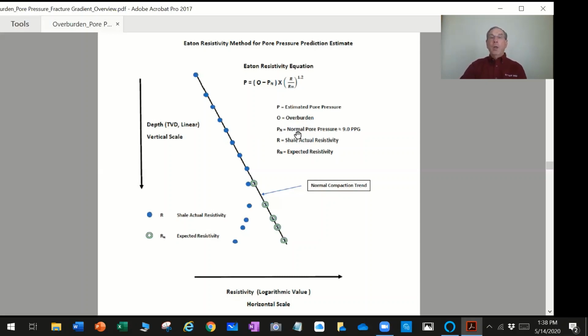So the value of normal pressure that you use in this equation, again, is the 9 pounds per gallon, which again is about the average, I call it the gradient of salt water in the pore spaces because of the increased temperature and salinity of salt.